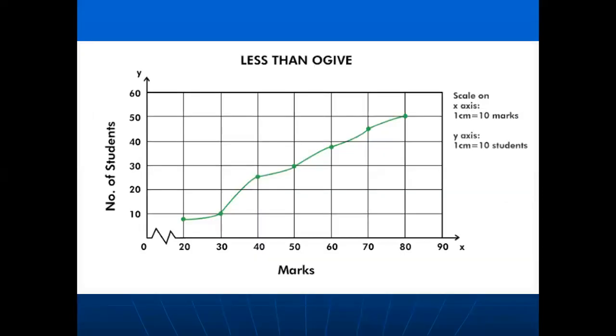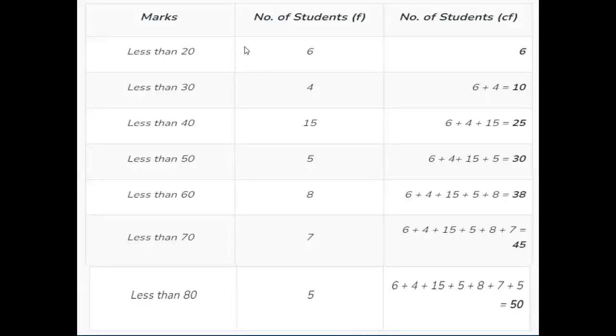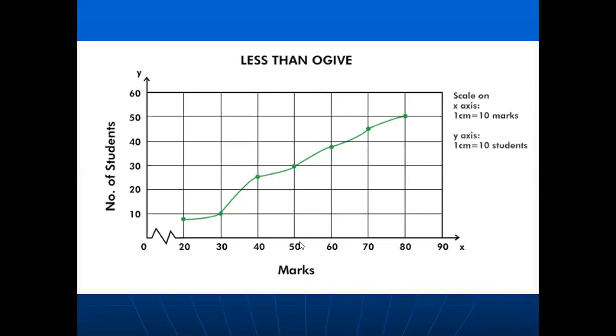Now as per this data, as I told earlier, the upper limit of the class interval should be plotted against these cumulative frequencies. That's 20 against 6, 30 against 10, 40 against 25, 50 against 30, 60 against 38, 70 against 45 and 80 against 50. Here the class interval is taken on the x-axis and the number of students on the y-axis. This is how you will get the less than Ogive curve. This curve is drawn by freehand movement.